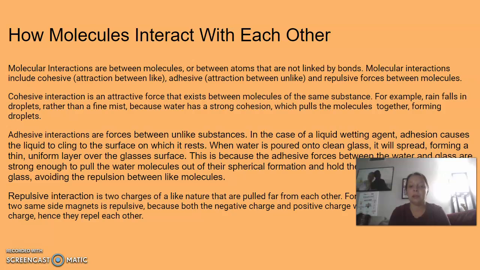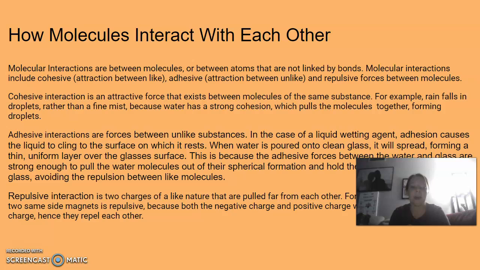In case of a liquid wetting agent, adhesion causes the liquid to cling to the surface on which it rests. When water is poured onto clean glass, it will spread, forming a thin, uniform layer over the glass surface. This is because the adhesive forces between the water and the glass are strong enough to pull the water molecules out of their spherical formation and hold them against the surface of the glass, avoiding the repulsion between like molecules.